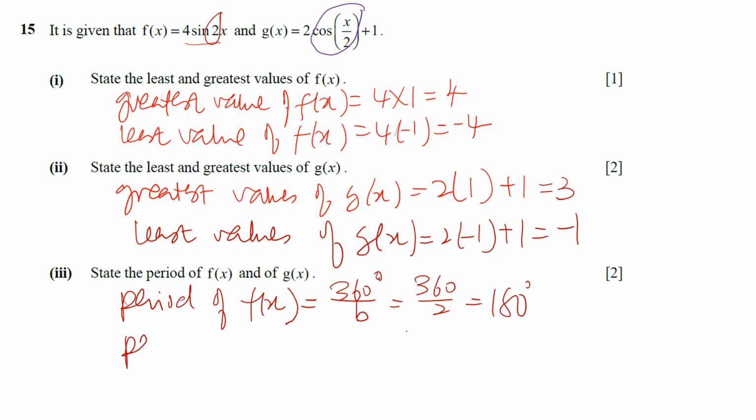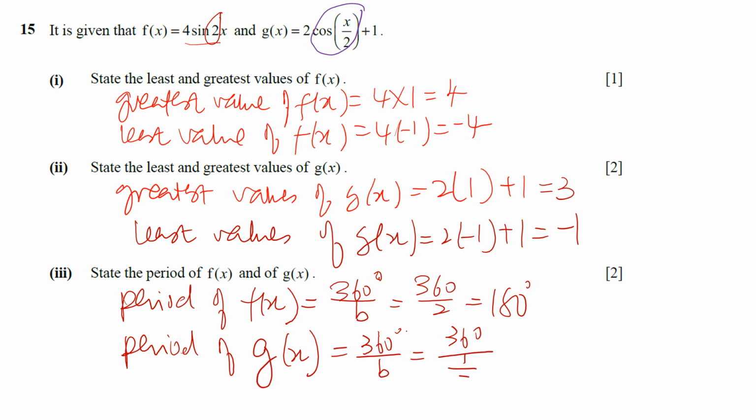And then the period of g(x) is also 360 divided by b, which is 360 divided by half. Here you have to write it as 2 cosine half times x. Okay, x over 2 is half x. So the coefficient of x is half. So 360 divided by half is 720.